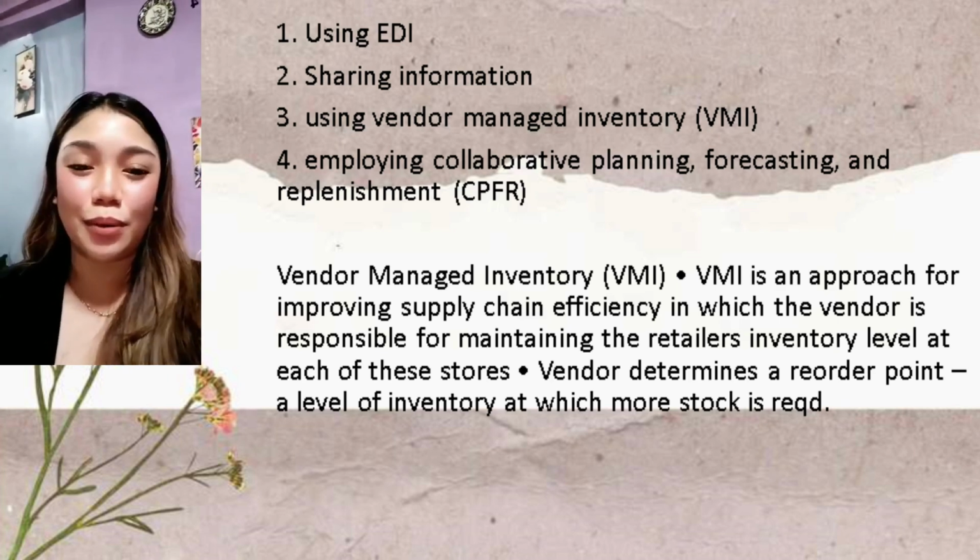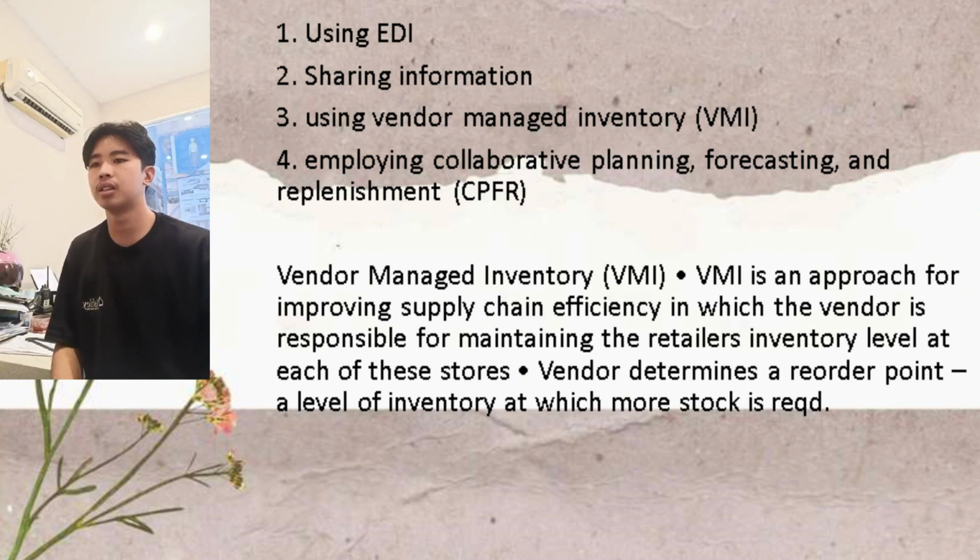So, that's all. Vendor Managed Inventory or VMI is a partnership between a vendor and retailer in which the vendor takes control of the retailer's inventory. It's an inventory management system that puts the seller or the vendor in charge of inventory instead of the buyer.